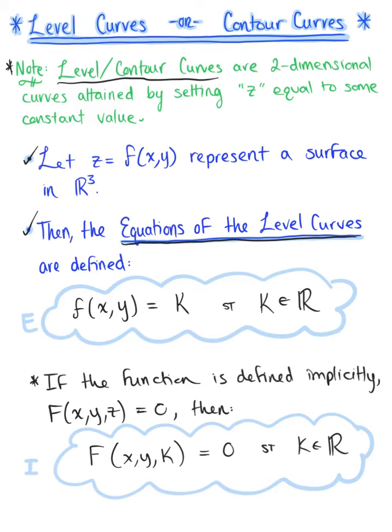And I want you to note, again, just like with these traces, that level curves are simply cross sections of the surface. And now because these level curves are specific to the z values, the level curves are cross sections of the surface parallel to the xy plane.